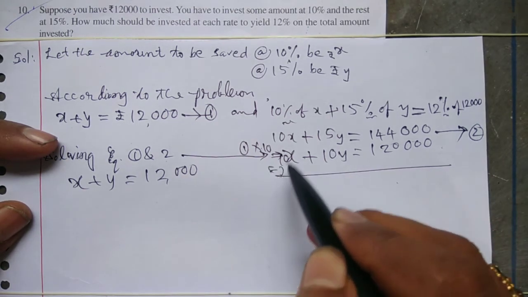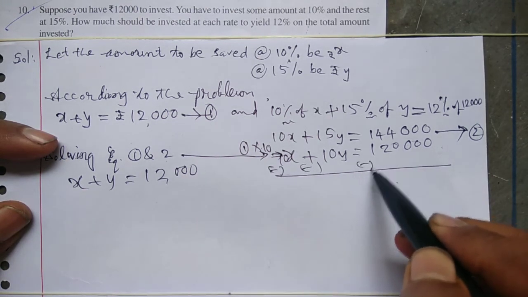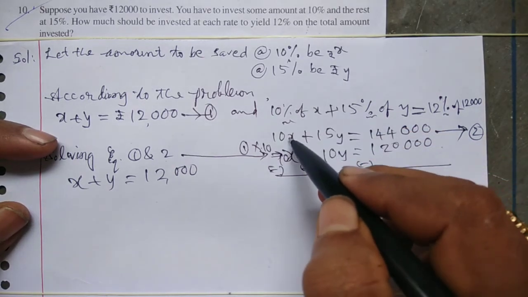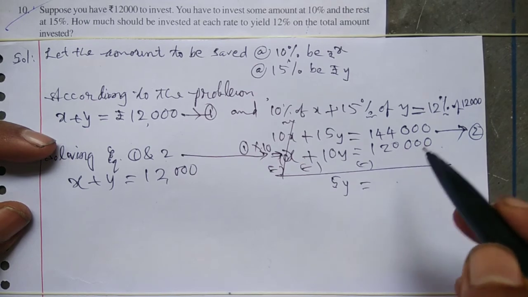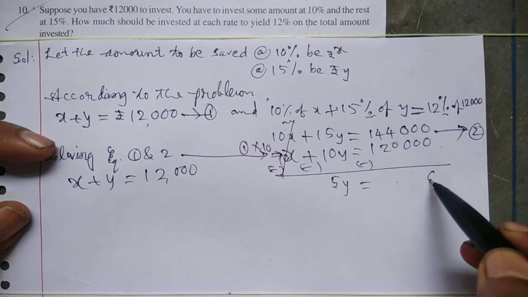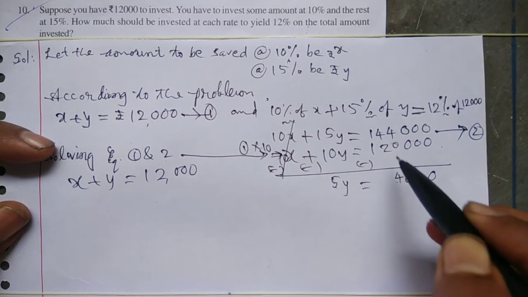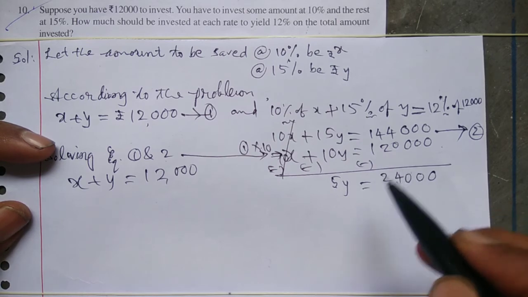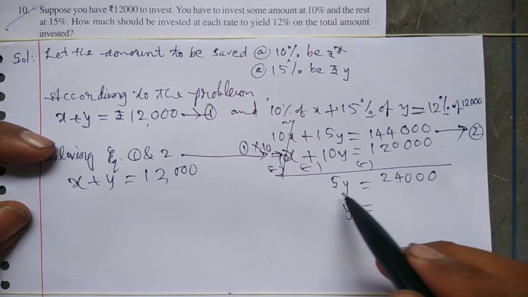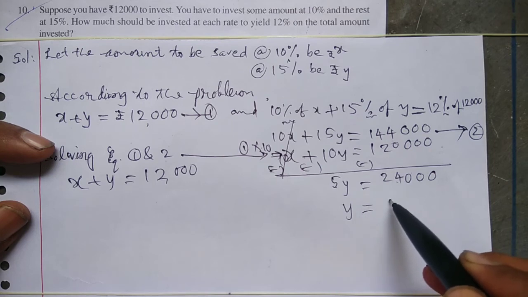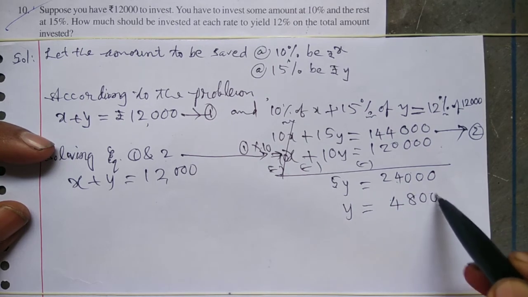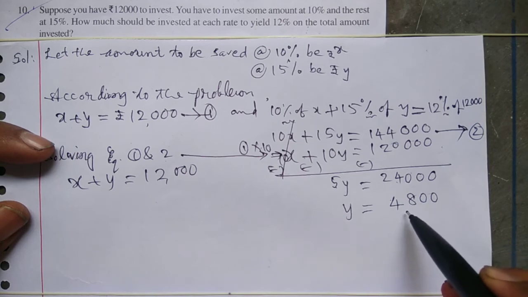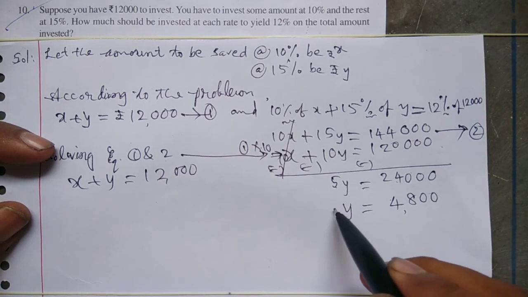While subtracting, we have to change each and every term. The x terms cancel. 5y is equal to 24,000. y is equal to 24,000 divided by 5, which is 4,800. This is y.